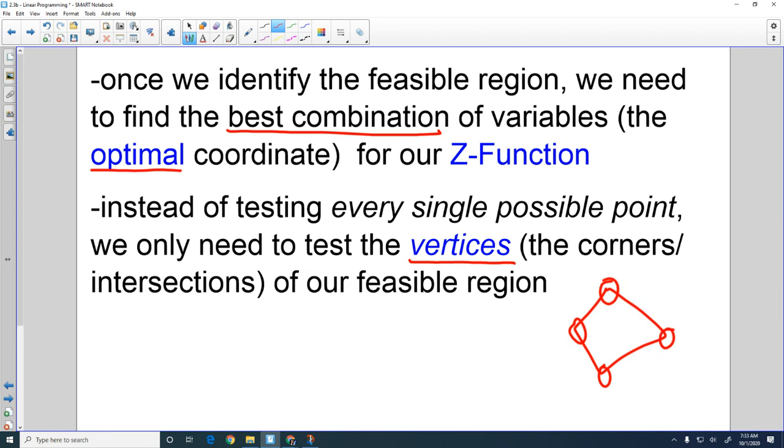You just find those 4 coordinates, those 4 X and Y's, and you're just going to plug each one into this Z function, this Z equation, and get a number. Then you just compare those 4 numbers and pick the biggest one if it's a maximizing, or you pick the smallest one if it's a minimizing word problem, which again, the word problem will tell you maximize or minimize. It says it right in there. So that's just what a vertex is. It's the corner or those intersection points of your feasible region, that shaded area on our graph.